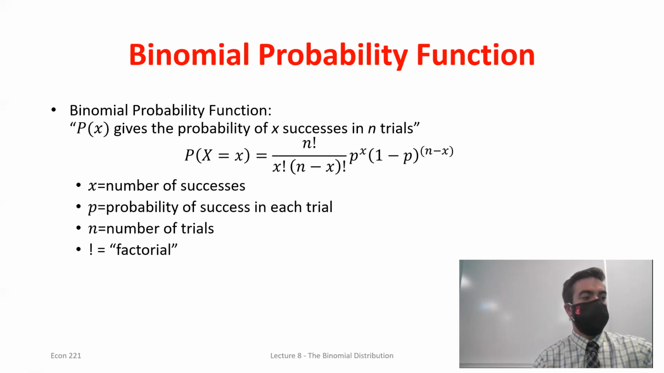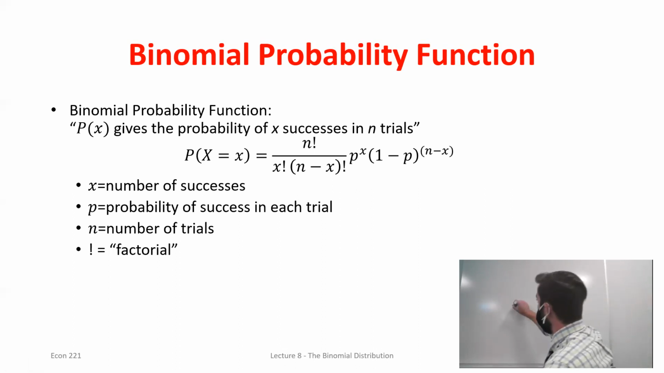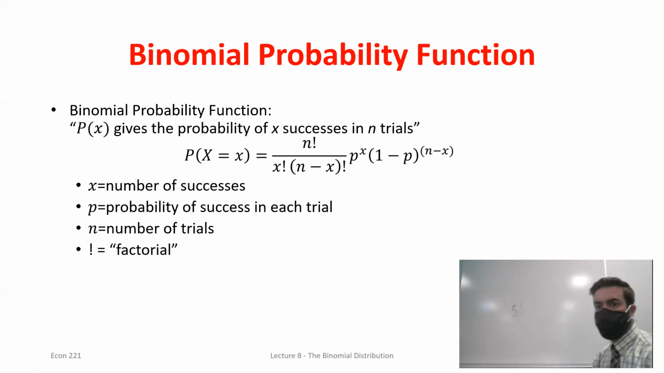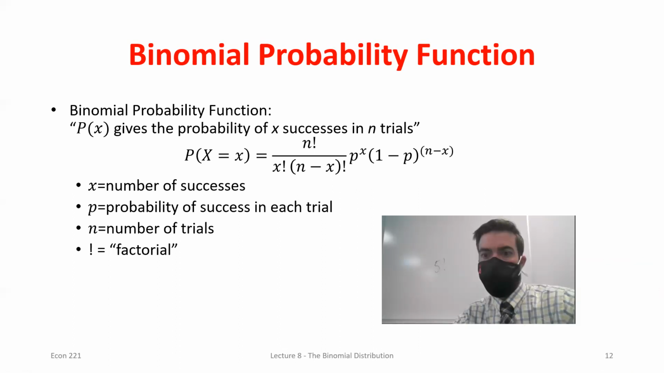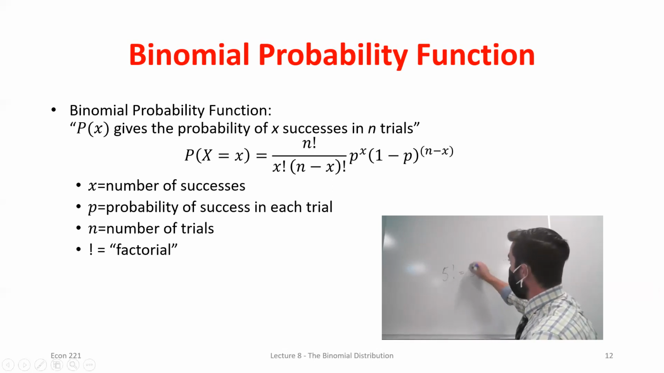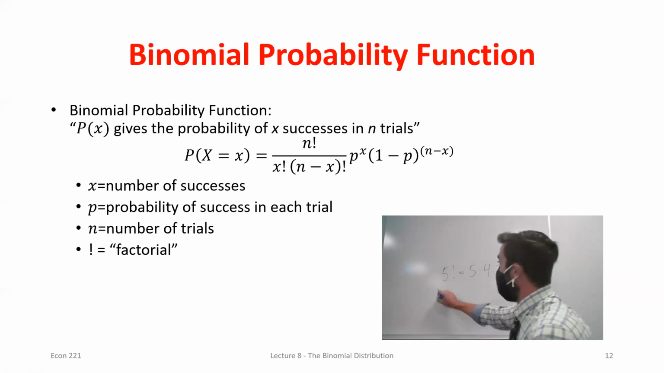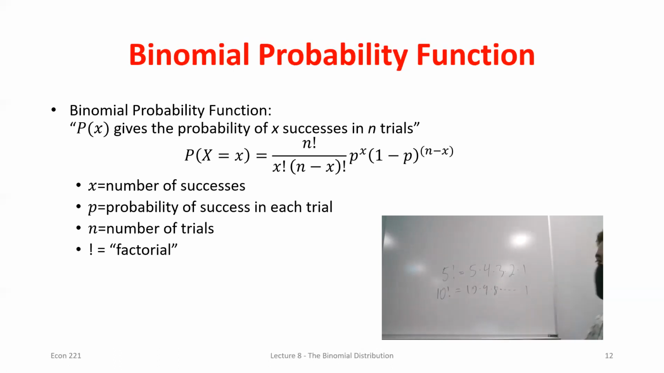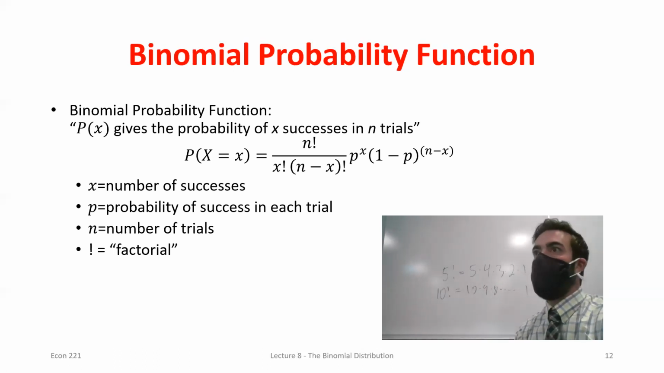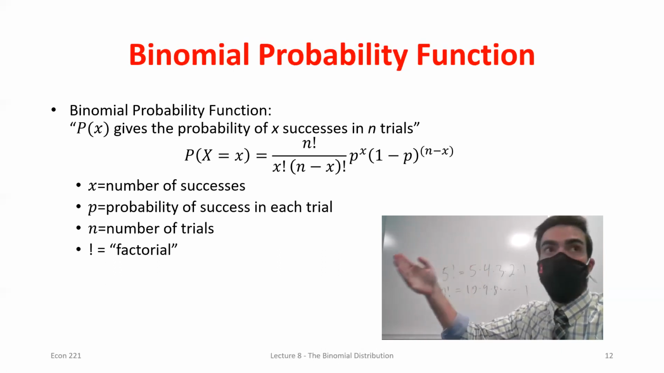All a factorial means, and I have a slightly more textbook definition, but if I have, say, 5 factorial, is that showing up real well? I can actually make this bigger. If I have 5 factorial, that's just 5 times 4 times 3 times 2 times 1. If I have 10 factorial, it's 10 times 9 times 8, all the way down to 1. So all it means is take the number that's in front of that exclamation point and start multiplying, starting there, and multiply all the way down to 1, okay?